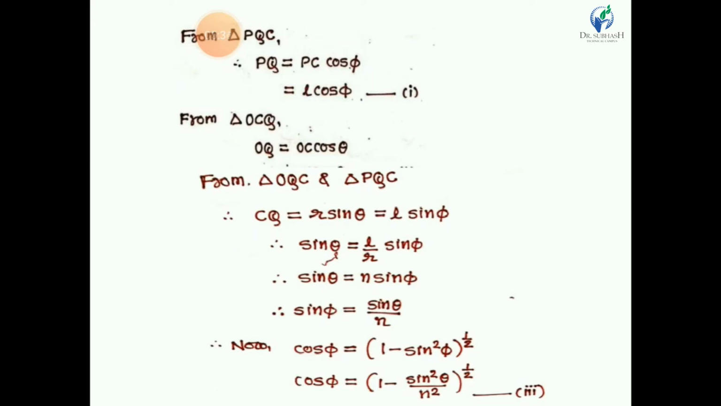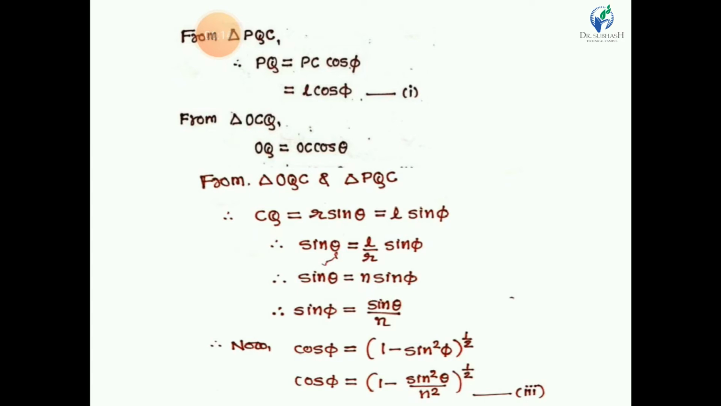Now we know another equation: cos phi is equal to, in brackets, 1 minus sin square phi raised to 1 by 2. This is because cos square phi is equal to 1 minus sin square phi, and if we remove the square, cos phi is equal to the square root of 1 minus sin square phi. If we put in the value of sin phi, cos phi is equal to 1 minus sin square theta upon n square, all raised to 1 by 2.